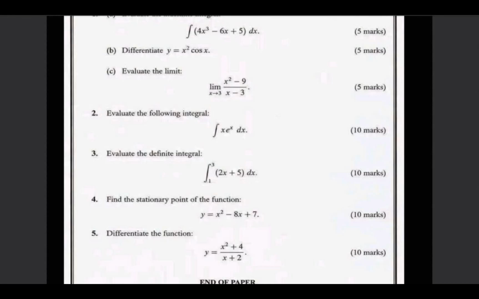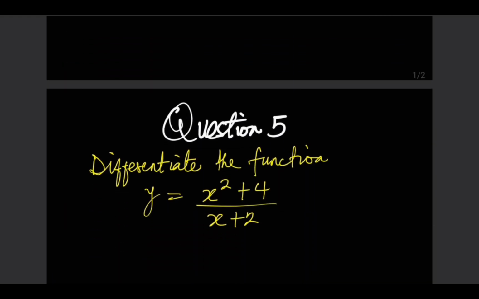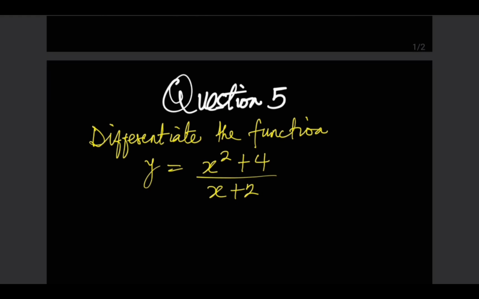Question 5 says we should differentiate the function y equals x squared plus 4 divided by x plus 2. And this question is for 10 marks. And of course, it is the last question we are to solve. Now, before we start solving, notice something that is very, very important. That's the function is written in one expression.